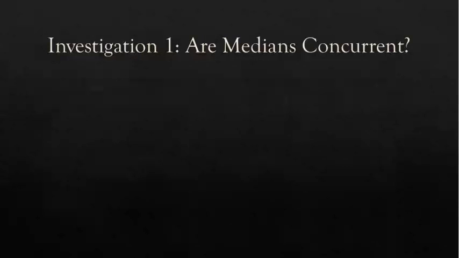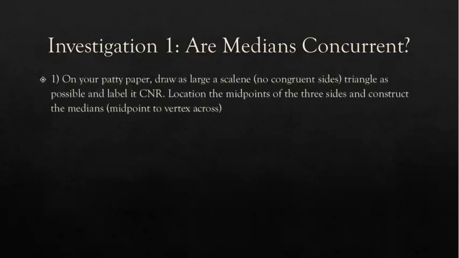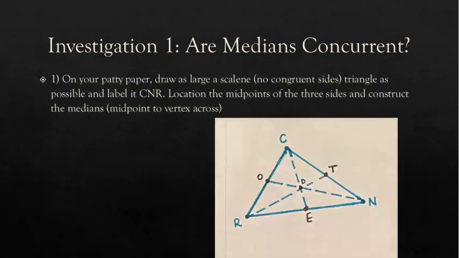Today we'll look at medians. Are they concurrent? So first, we're going to draw a large scalene triangle and label it CNR. We're going to locate the midpoints of the three sides and construct the medians. Remember that the medians are the midpoint of the side to the vertex across from it. So when I did this, here is my triangle.